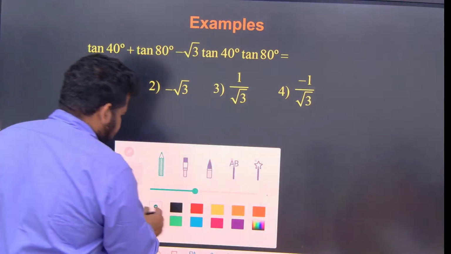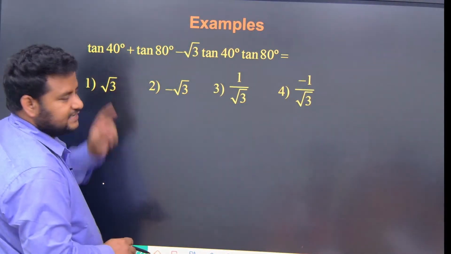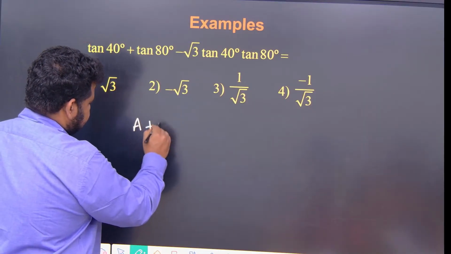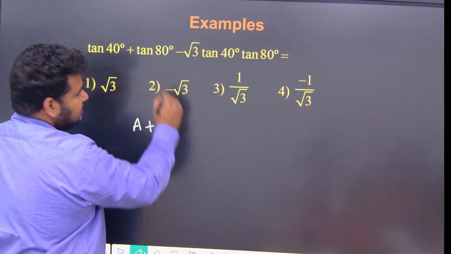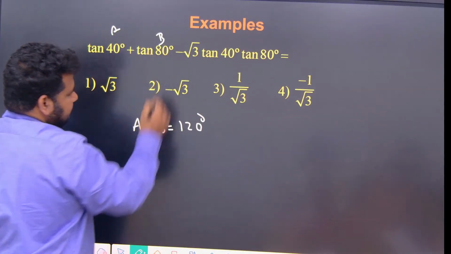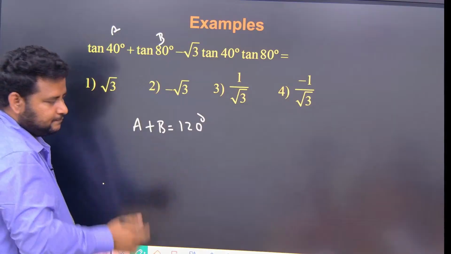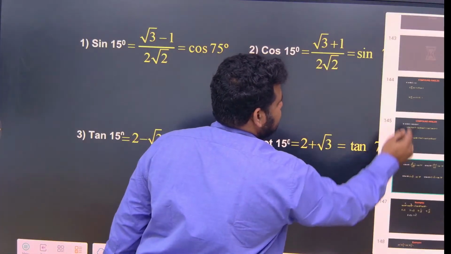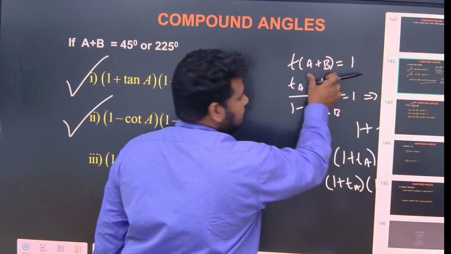Now, observe this carefully. 40 plus 80 is what? 120. Let us take A plus B. A plus B is equal to 120. Let me take this as A, let me take this as B. Let me apply tan on both sides. That is what I told you. That is why I told this procedure.